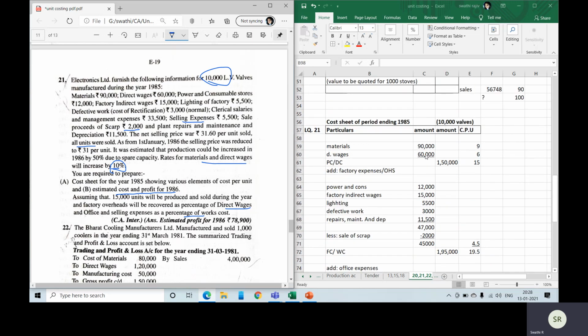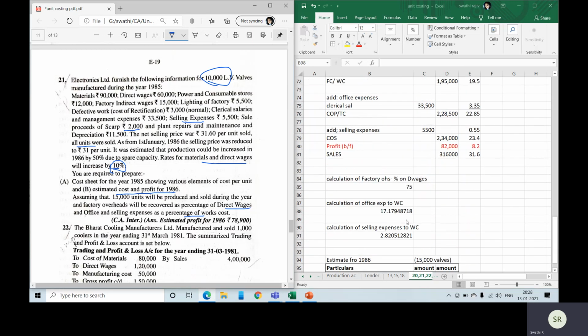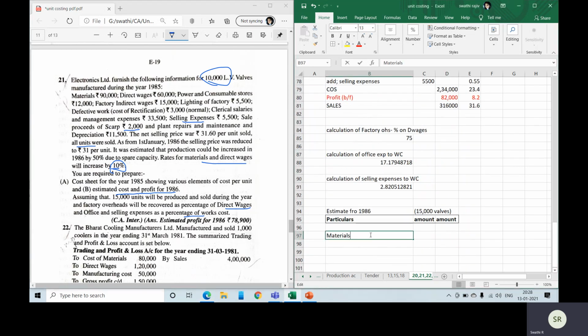For 10,000, we were actually spending 90,000, and the per unit value of that was 9. So 9 into 10,000 gave us 90,000. What we are going to do here is 15,000 into 9. 15,000 into 9 will give me 1,35,000. All right. Now that's not all. I have an increase in it. What is increasing? The rate is increasing by 10%.